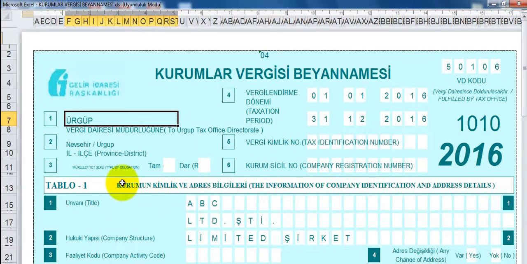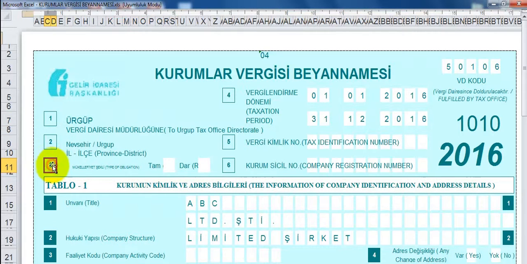Before moving on to this, the information of the tax office, the provincial and district information, the type of the liability, full liability or limited liability, the taxation period in the fourth section, the tax identification number of the company in the fifth section, and the trade registry number in the declaration as the corporate registry number should be included.